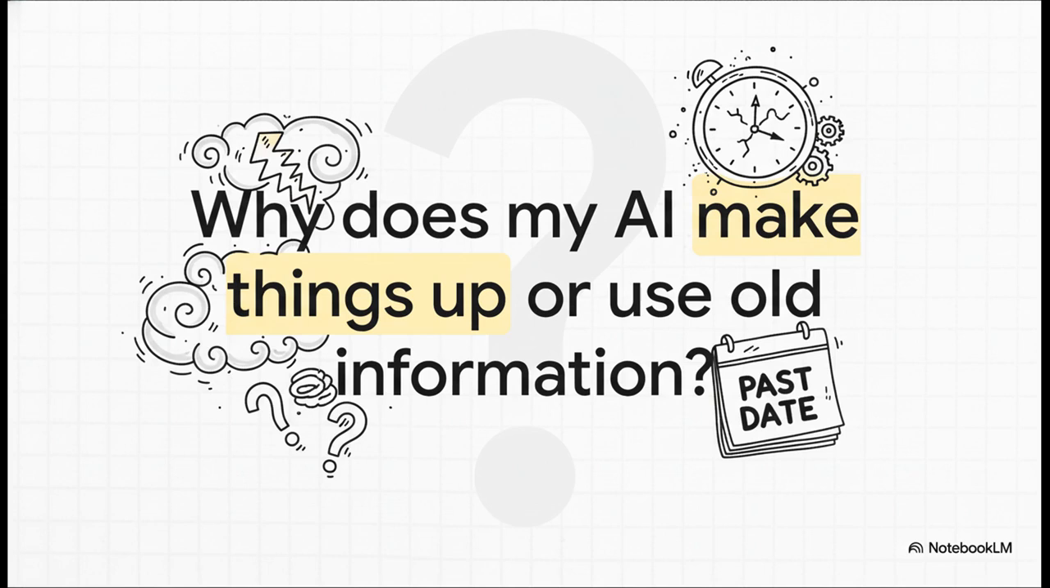Well, it really boils down to two big problems. First, these models, they hallucinate. That's the technical term for, well, for them just inventing stuff. And second, their knowledge is basically frozen in time. They only know what they were trained on, and that training data could be months or even years old. They literally have no clue what happened last week, let alone yesterday.